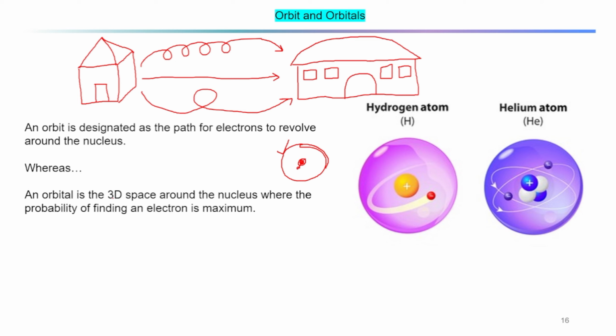Whereas an orbital is the 3D space around the nucleus where the probability of finding an electron is maximum. So inside this same path, we have different three-dimensional spaces. For example, you can take different travel modes to reach the school. Similarly, an electron can take different 3D spaces to orbit that nucleus. So an orbital is the 3D space around the nucleus where the probability of finding an electron is maximum.